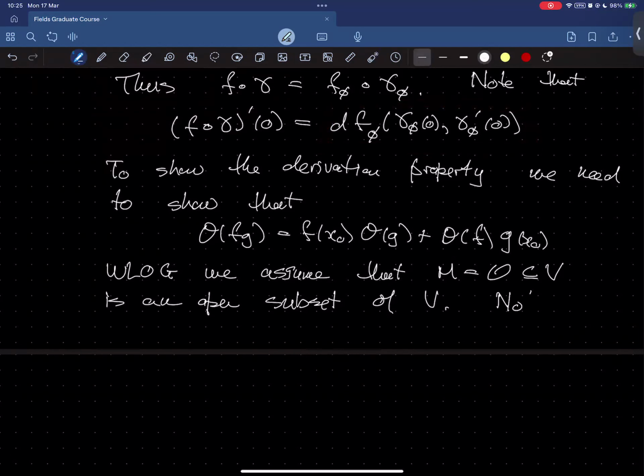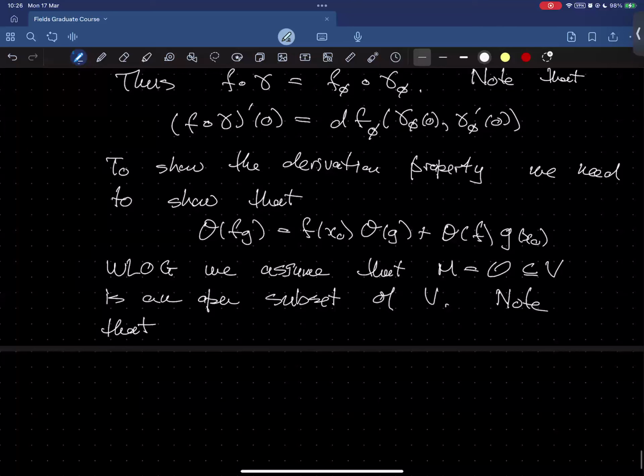Sorry, not note that. Let's define. Okay, so I have this thing here, and I'm just going to call that V. So denote V to be gamma prime phi at 0.